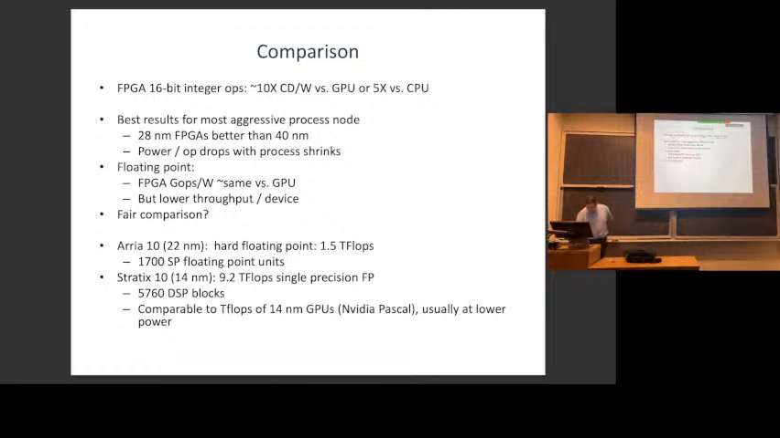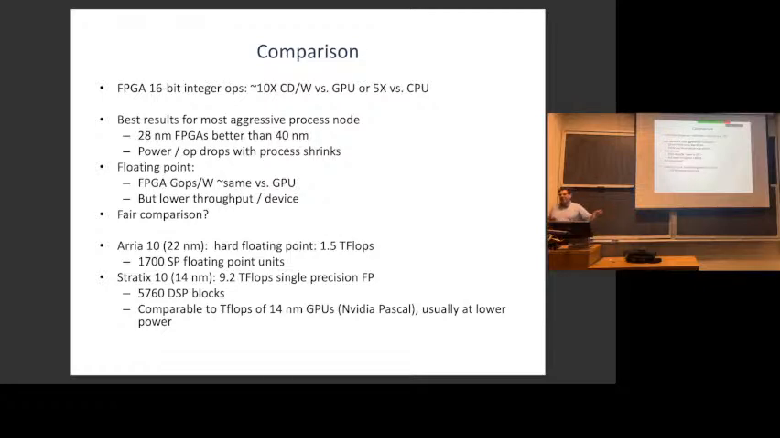Let's see. Because we already talked about some of the caveats of comparison. Like both of these are peak numbers. So I think these are only broad guidelines, right? GPUs don't usually achieve their peak, but we also talked about how the FPGA may not achieve its peak either.